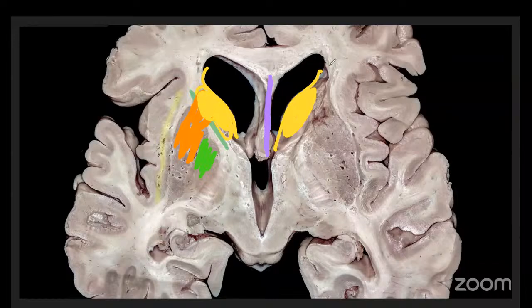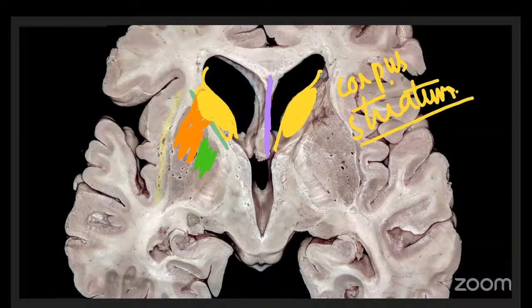There's a particular name for this merger. What is it called? Anyone? I wrote the name. That's okay. So this is corpus striatum. There are three structures and there are two combinations. It's easy to remember. There is no rocket science here.